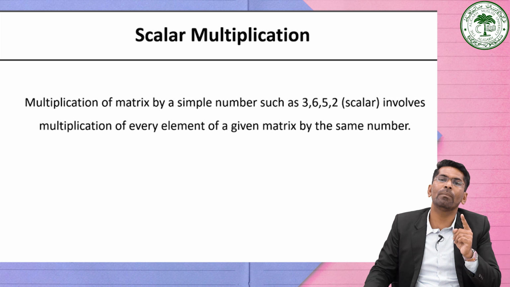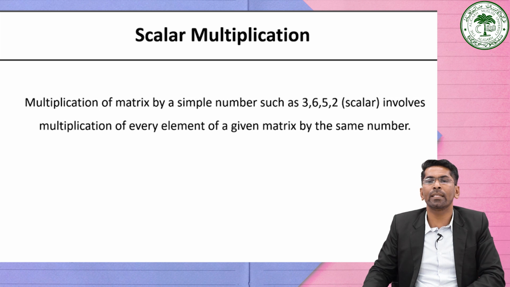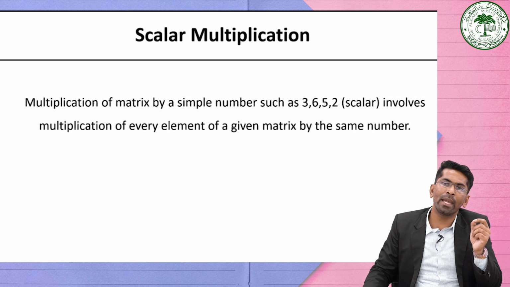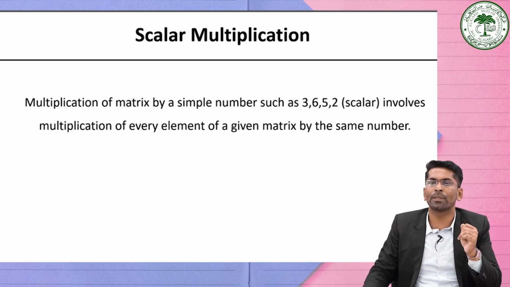So we have a given matrix and we multiply each element of it by the same constant, generally known as a scalar. Then we can say that it is a scalar multiplication. In scalar multiplication, every element of the matrix is multiplied by a single scalar value, resulting in a new matrix with the same dimensions as the original one.